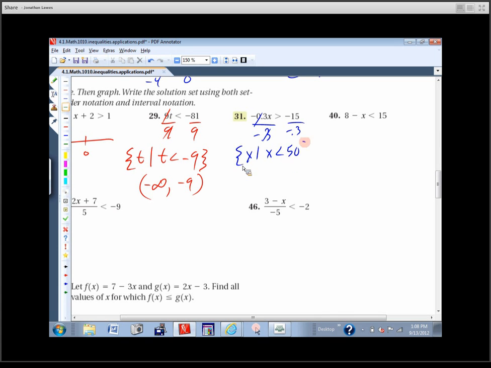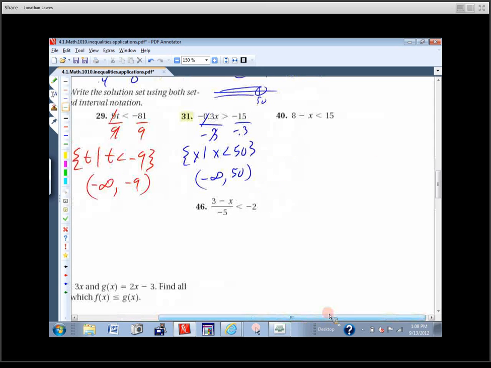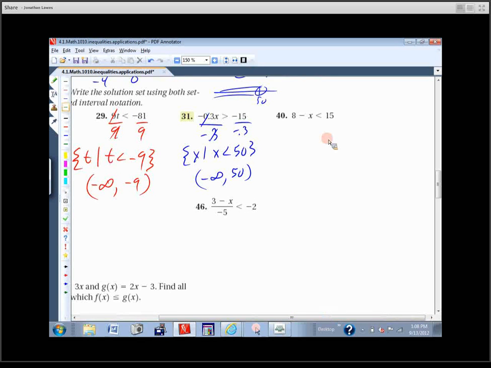Here's set builder notation. Let's see if we can visualize this. 50 would be here. I'd do less than, so we're over here. So this is going to be, help me out here, -infinity to 50, open brackets around both. Okay, any questions there? Okay, would you solve number 40 and check with your neighbor, please?